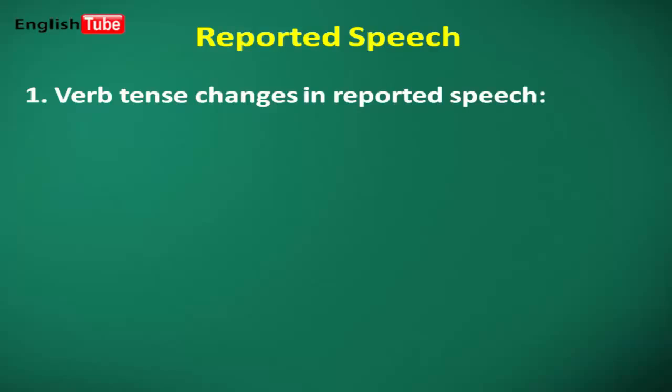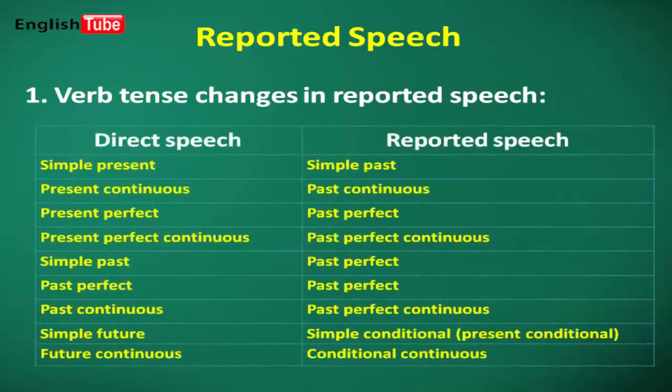Now let us have a look in detail at the changes that occur at the level of verb tenses first. In direct speech, when you have simple present, in reported speech you will have simple past. For the present continuous in direct speech, it becomes past continuous in reported speech. If you have present perfect in direct speech, it becomes past perfect. If you have present perfect continuous, you will have to turn it into past perfect continuous. If you have simple past, then it becomes past perfect.